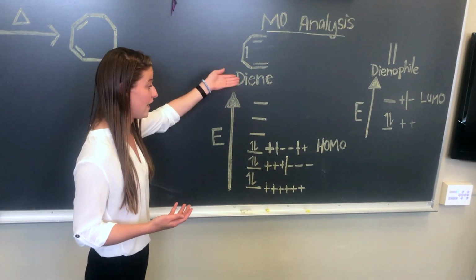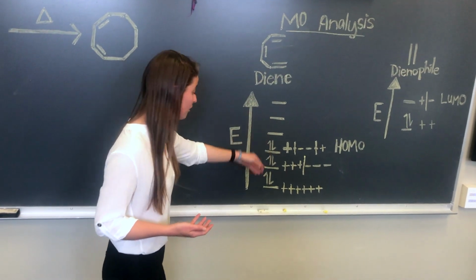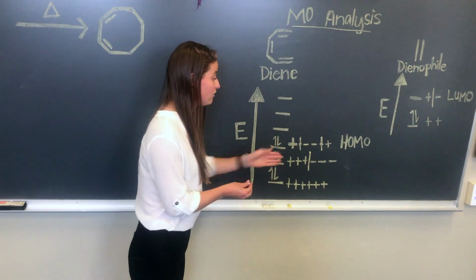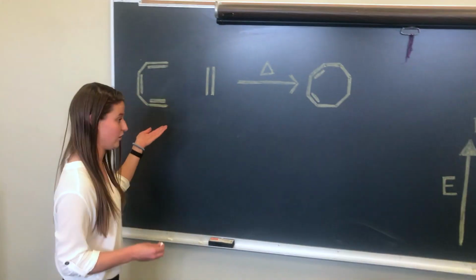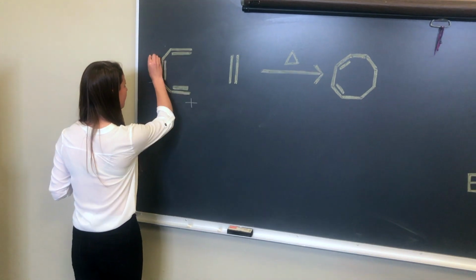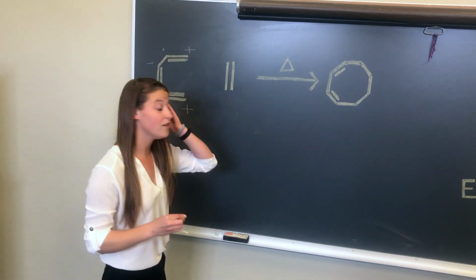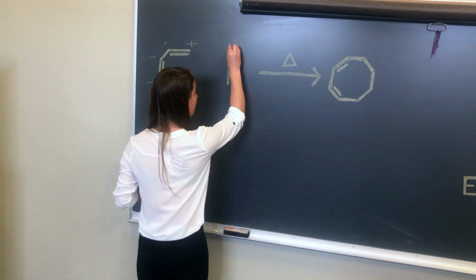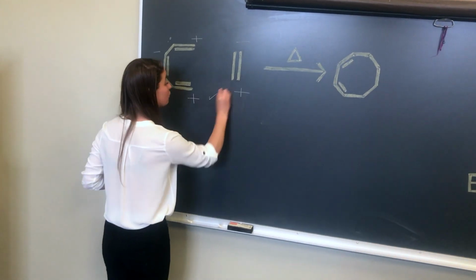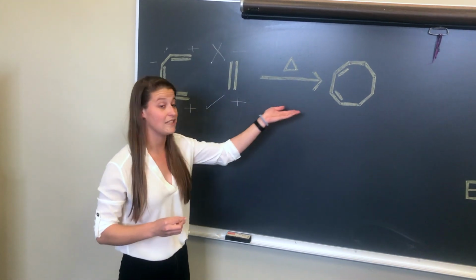So the HOMO of the diene works together with the LUMO of the dienophile. If you look at this plus or minus notation, you would have a plus, a node, a minus, a node, and a plus. And the LUMO of the dienophile would have a plus and a minus. So these work together great, while these do not. And that's why you would not be able to get that 8-membered ring.